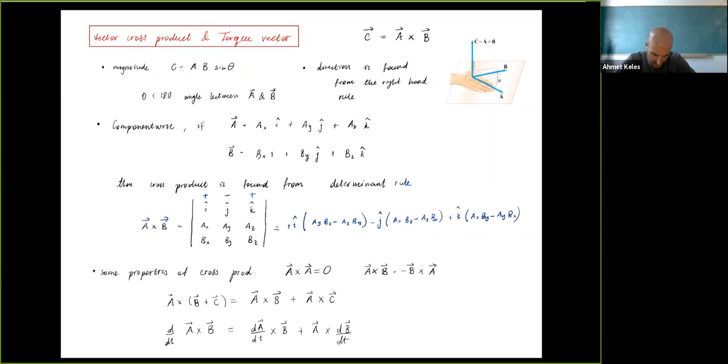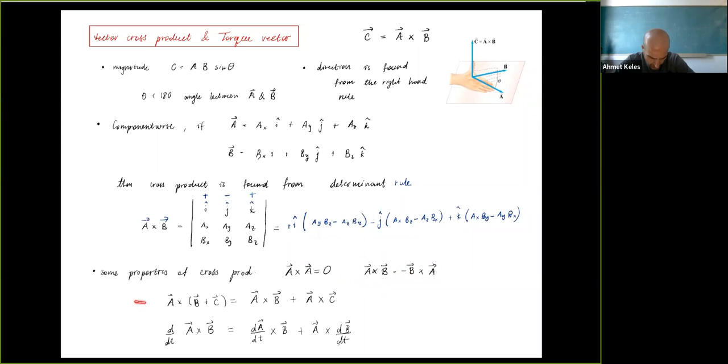So there are some properties related to this cross product. The first one is, of course, A cross A is equal to 0. If both vectors are in the same direction, the cross product will be 0. You can see it from here, right? If the angle between these two is 0, as in A and A, then the cross product will be 0. I said the order is important, so A cross B is actually equal to minus B cross A. If you change places, you get a minus.